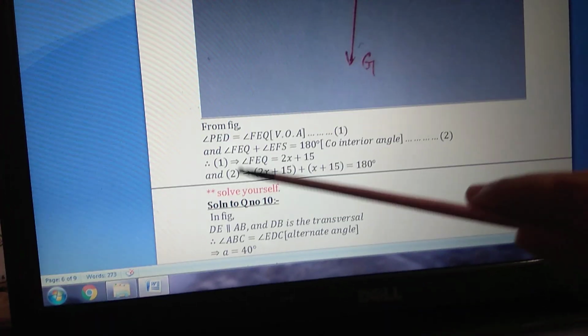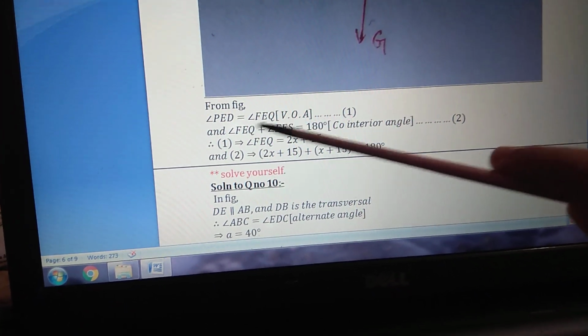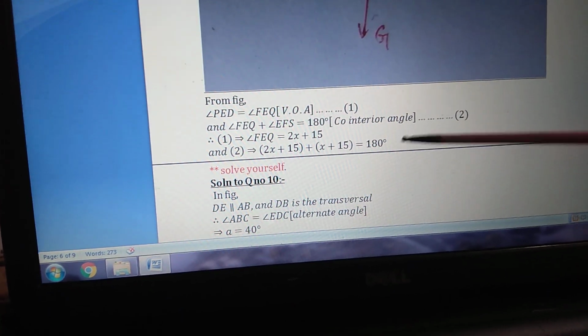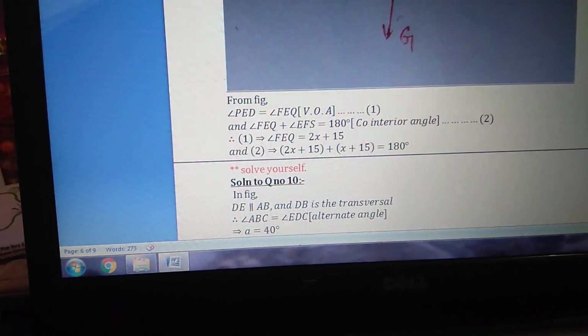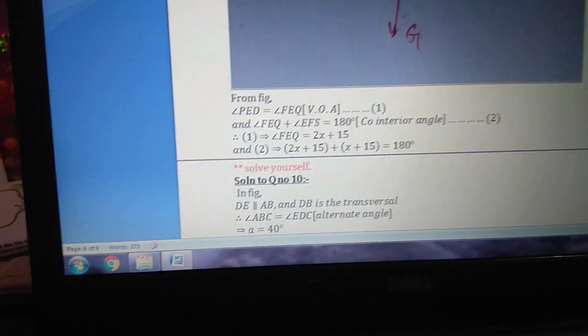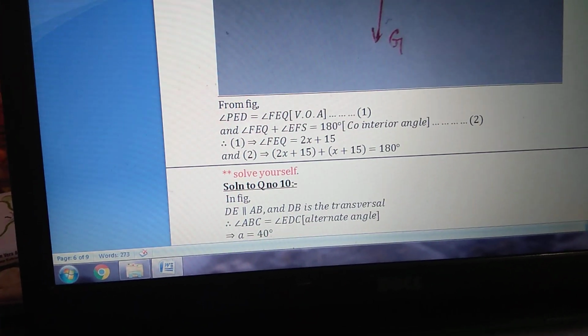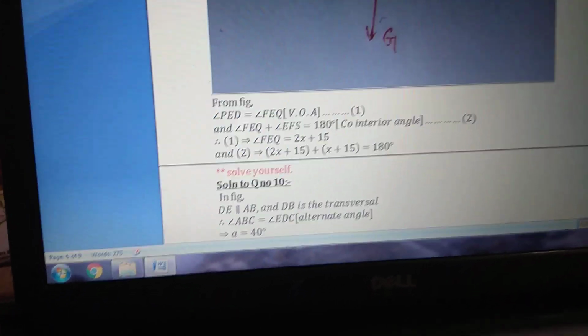Okay, so in equation 1 we have got this equals 2x plus 15, and in equation 2 both the values we have substituted, which equals 180 degrees. Now by using the laws of algebraic expression or equation solving rules, you will find out the value of x. Okay, now I am going to question number 10.